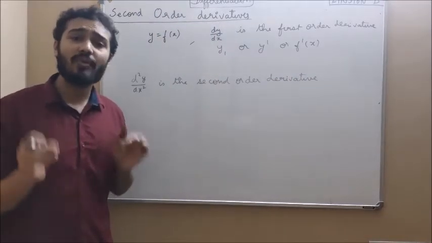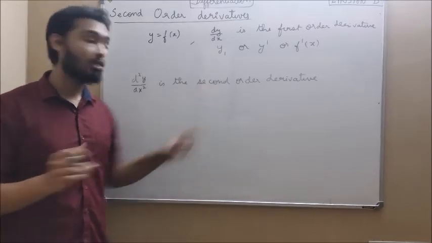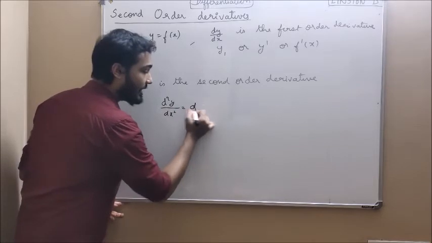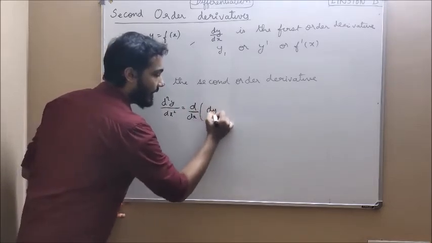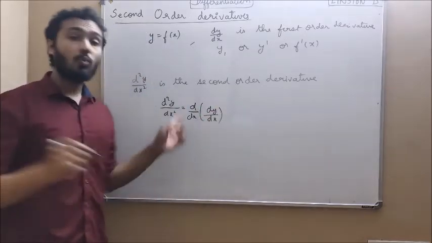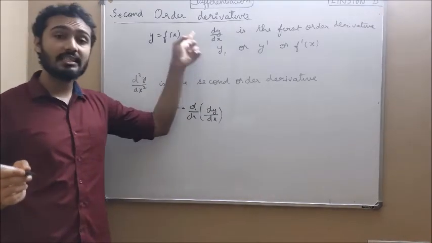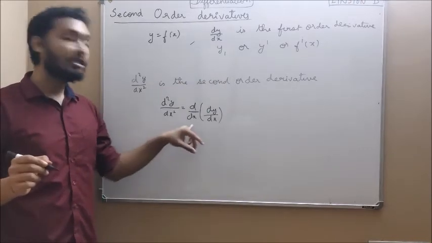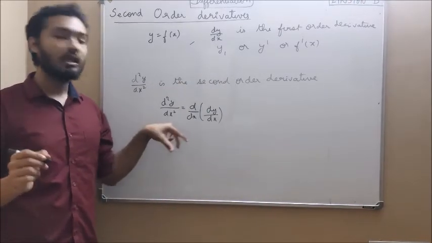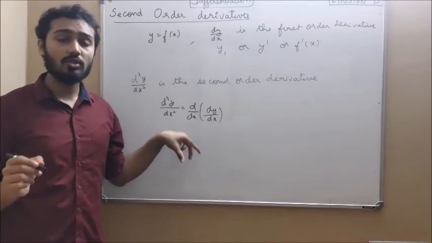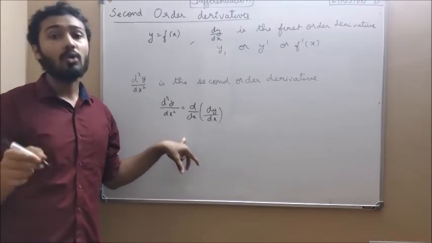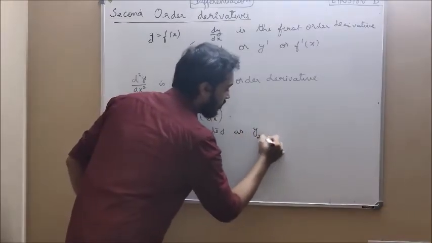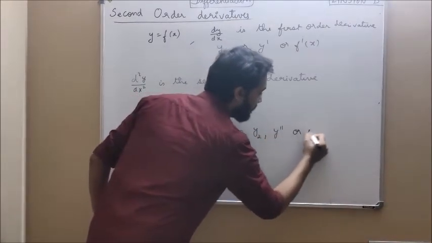Now, what is d square y by dx square? The second order derivative. It is nothing but d by dx of dy by dx. What we are doing essentially is differentiating the first order derivative once again. Then you get the second order derivative, which is also represented as y2 or y double dash or f double dash of x.